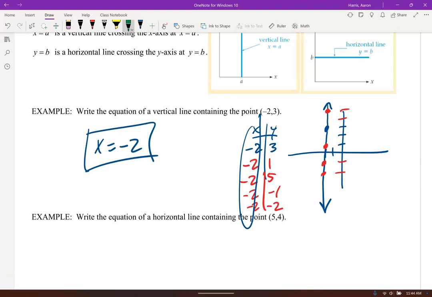Like if we had a different one, right here, it's just x equals 4, right? It's every x value, all of those points have an x value of 4. X is always 4 for that green one, right?